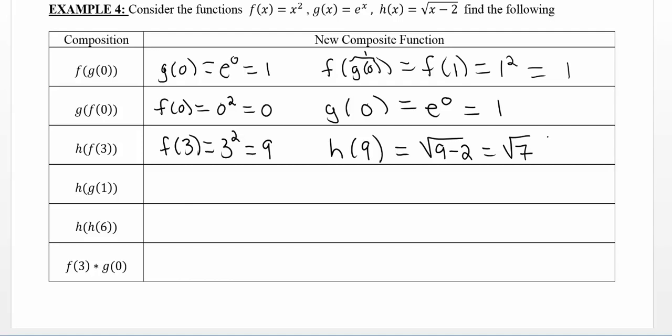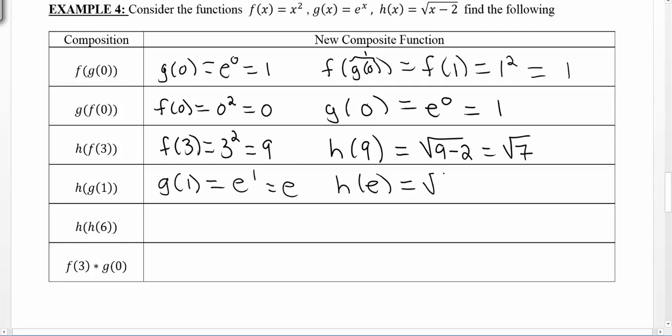The next problem, h of g of 1. So again, we start on the inside and we work our way out. G of 1 means that we're going to take 1 and plug it into the g function. So we get e to the 1 power. Anything to the 1 power is just itself. So we just have e. E is a number. It's approximately 2.71, and it comes from a limit that we may look at later in the semester. So e itself is a number. So now we're looking for h of e.